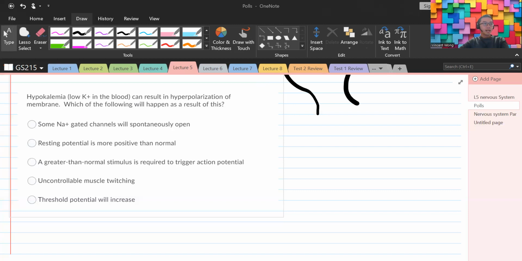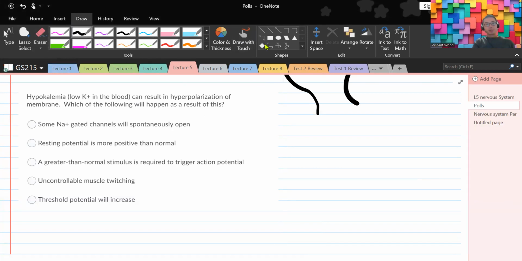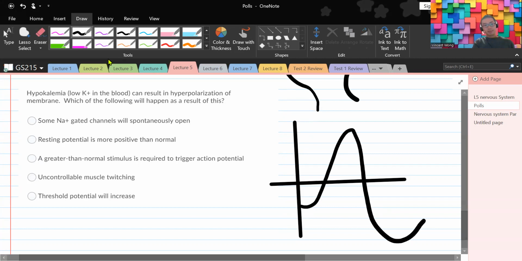All right, I have answers all over the place. Let's just talk about this. Hypokalemia, that is, hypo is too low. Emia is in the blood. So low potassium in the blood can result in hyperpolarization. Okay, so hyperpolarization means that your starting potential is down here. Okay, so which of the following will happen?